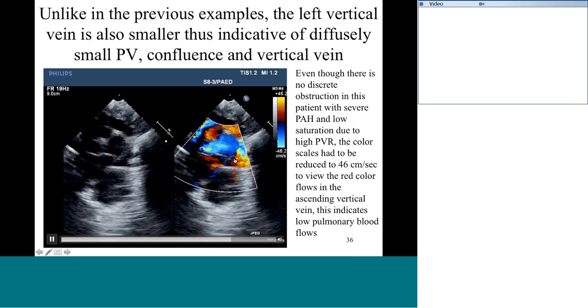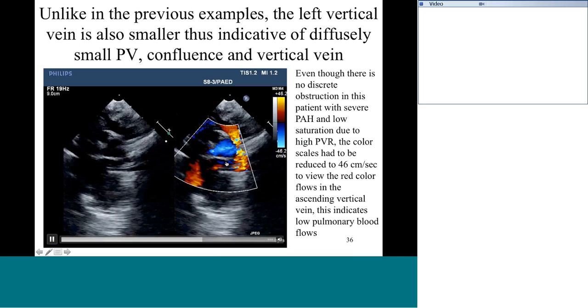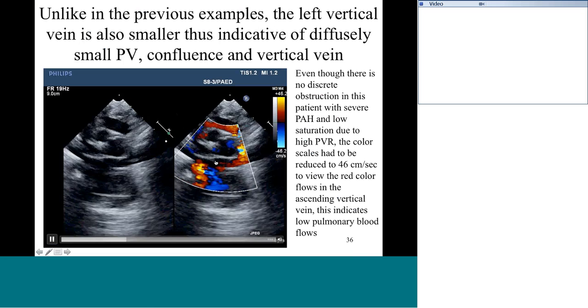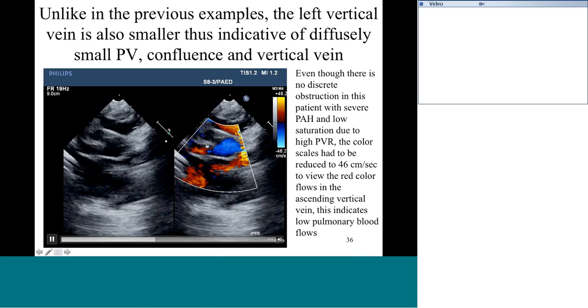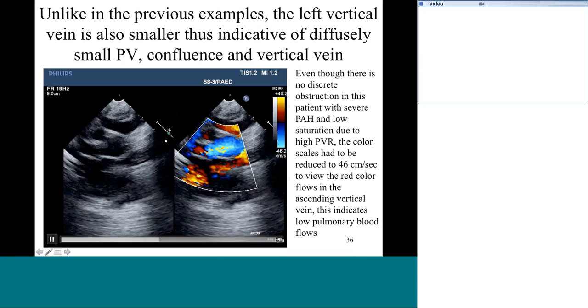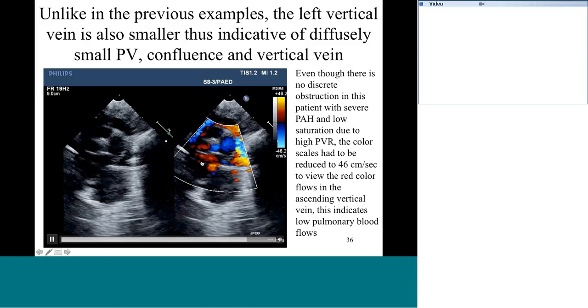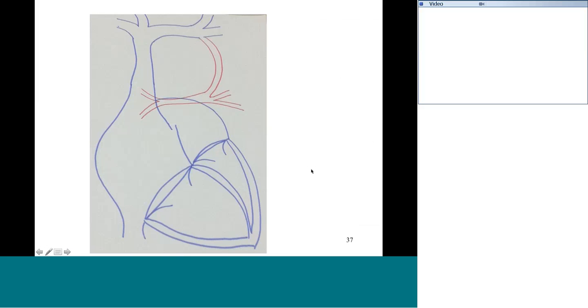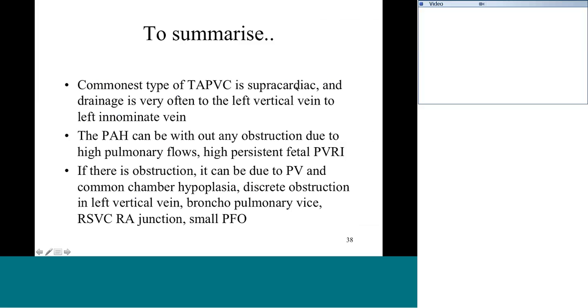So the same left vertical vein, but the whole of the common chamber is very small. See the size of the pulmonary artery and the size of the common chamber. The common chamber is extremely small compared to the pulmonary artery size. So that means this is a diffuse small size of the pulmonary veins and the common chamber, and that can result also in significantly high pulmonary hypertension. So it can be a uniformly small common chamber, uniformly small pulmonary veins, small left vertical vein, and that can also be one of the reasons for obstruction.